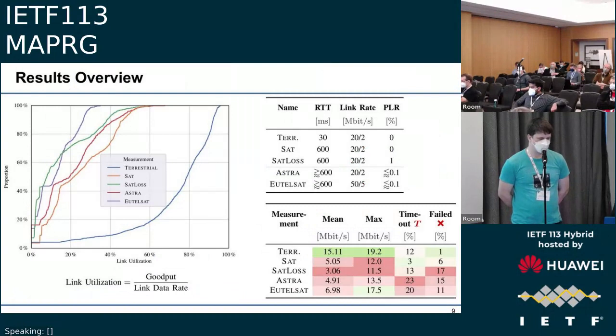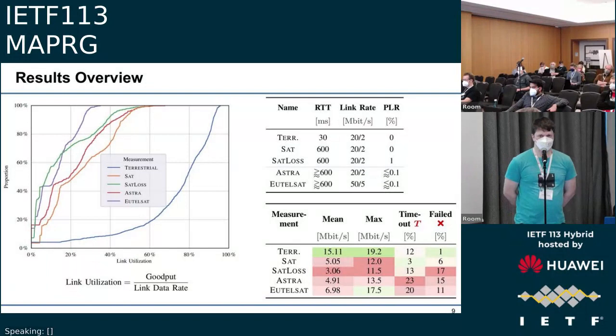Then we have a summary of the results considering all implementations. We use as metric the link utilization, defined as goodput divided by the link data rate. Here you can clearly see that the satellite scenarios are way beyond the terrestrial link. In terms of absolute numbers, Eutelsat has the highest values, but compared to the link capacity, the higher link capacity is not really beneficial.